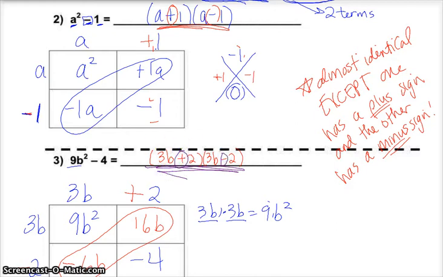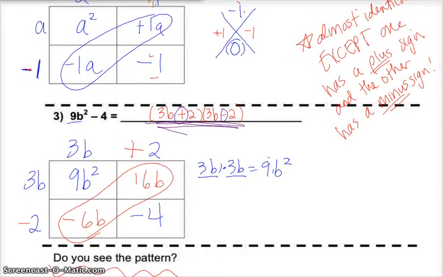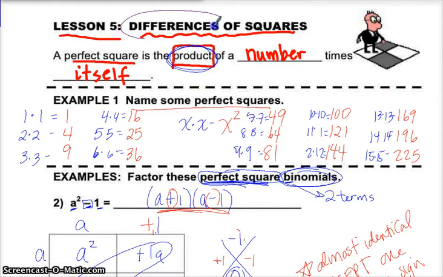So that is called the difference of squares. Why is it called the difference of squares? Because minus here means difference. We're taking the difference between two perfect squares. So notice the title, the difference of squares.